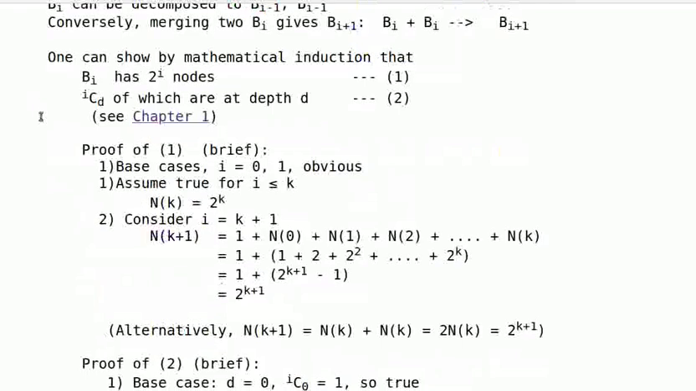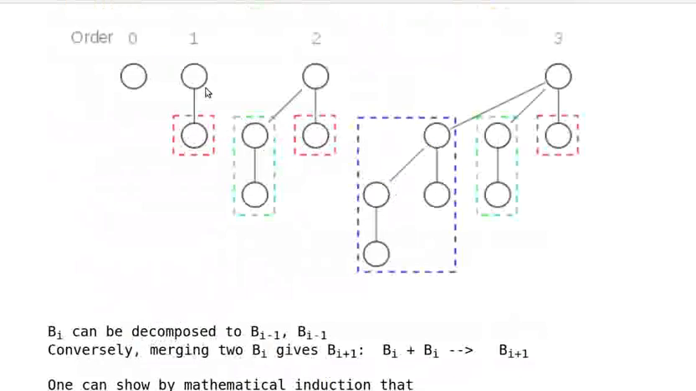Now, we can briefly prove these two properties, the proof of the first one. Very brief. For the base cases, i equals 0, 1 is obvious. When i equals 0, the number of nodes is 2 to the 0, that is 1. For i equals 1, for B1, it is 2 to the 1, there are 2 nodes. So that's pretty obvious.